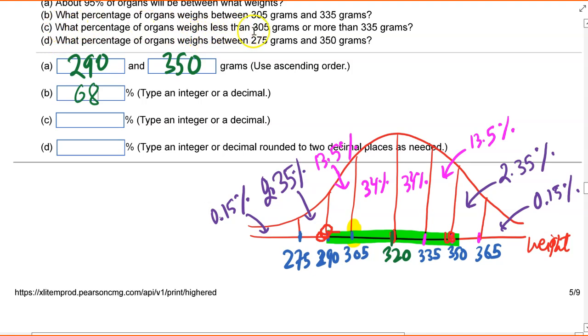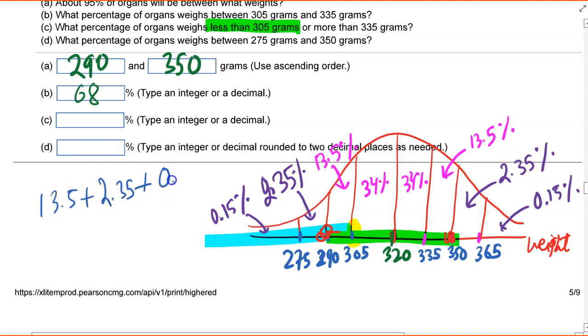What percentage of the organ weights are less than 305 and more than 335? Less than 305, how much percent? What do you think? 305 is here, right? Less than 305 is this way. You're adding 13.5, 2.35 and 0.15. 13.5 plus 2.35 plus 0.15 is going to be 16%. Therefore, 16% of the data are less than 305.